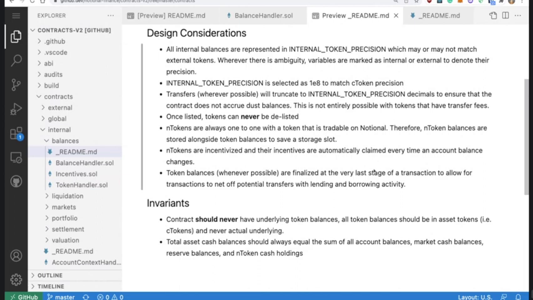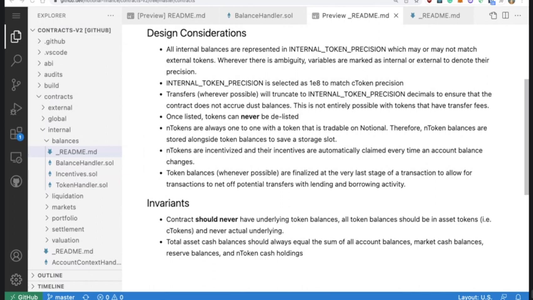Cool. Invariants. Contracts should never have underlying token balances. All token balances should be in asset tokens and never actual underlying. Total asset cash balances should also be the sum of all account balances, market cash balances, reserve balances, and end token cash holdings. Okay, cool. I think I'm good, Ben. How about you? Yeah, I'm good as well. What do you mean when you say contracts should never have underlying token balance?